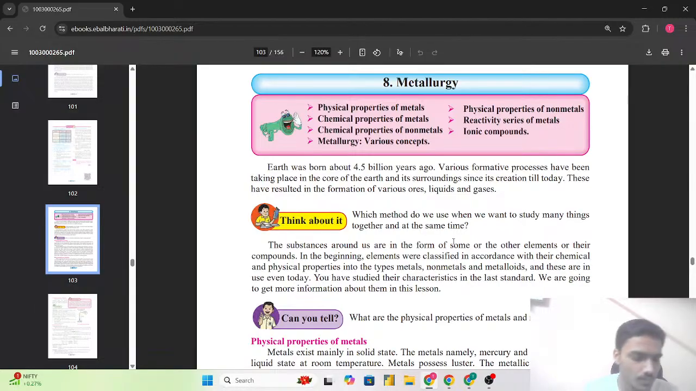So Earth was born about 4.5 billion years ago. Various formative processes have been taking place in the core of the Earth and its surrounding since its creation till today. These have resulted in the formation of various ores, liquids, and gases.